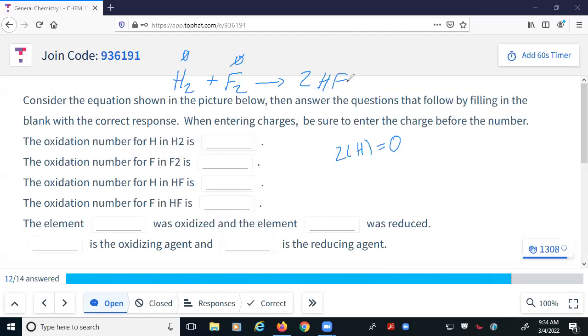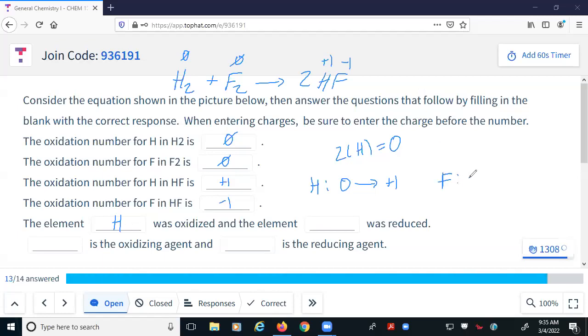Now for this one, hydrogen and fluorine, well, fluorine is negative one when it's not zero, and hydrogen is positive one when it's with nonmetals. So both of our guideline rules kind of worked out there. So the first 4 answers should have been 0, 0, positive one, negative one. Now I look at how they are changing. The hydrogen went from a zero state to a positive one state. Well, that looks like a loss of an electron to me. We know that loss of electrons is oxidation. So hydrogen was my element oxidized.